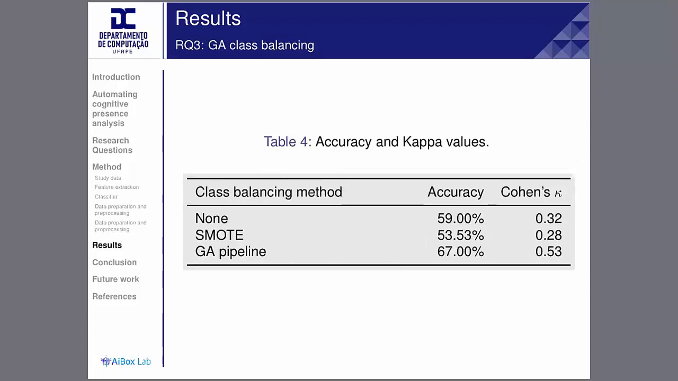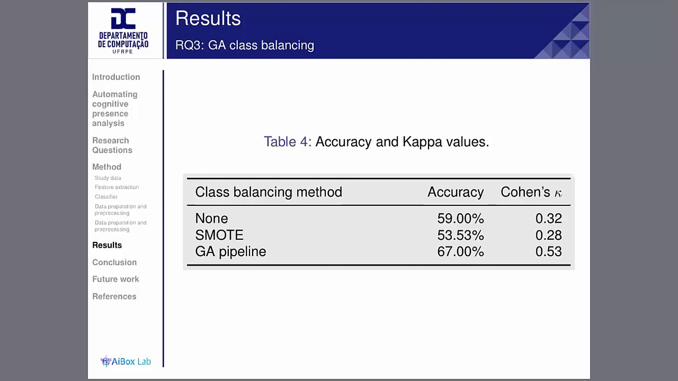Well, here we have some results about research question 3, where we evaluate the use of our GA class balancing in contrast with no balancing methods and SMOTE methods, right? When we don't use a sampling method, the accuracy was 59% and the Cohen's kappa 32. When you use SMOTE, the accuracy was 53 and the Cohen's kappa 28. Lastly, we have our method that achieved 67 accuracy and a Cohen's kappa of 53, right?